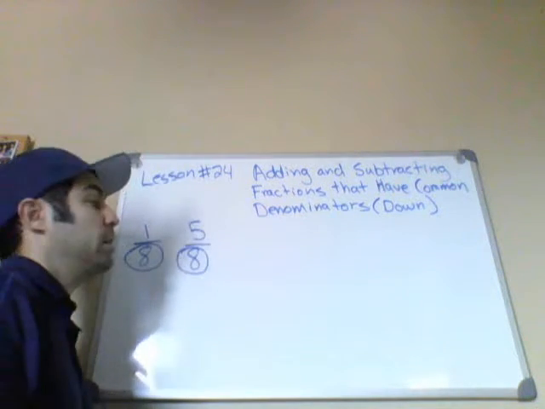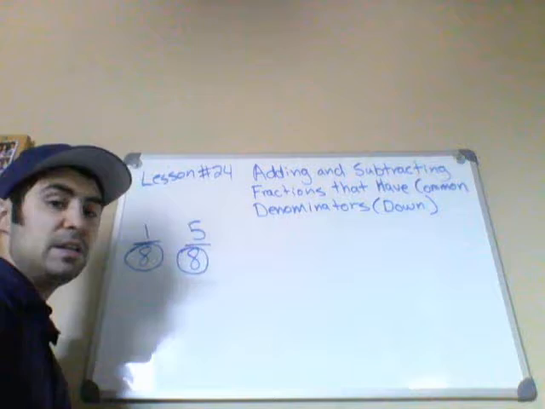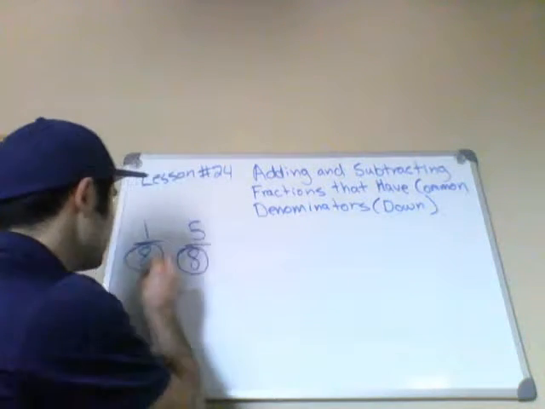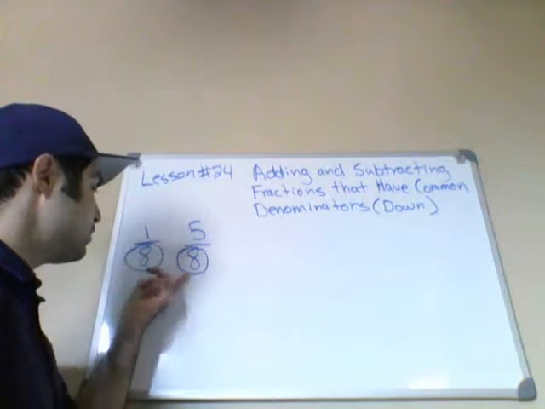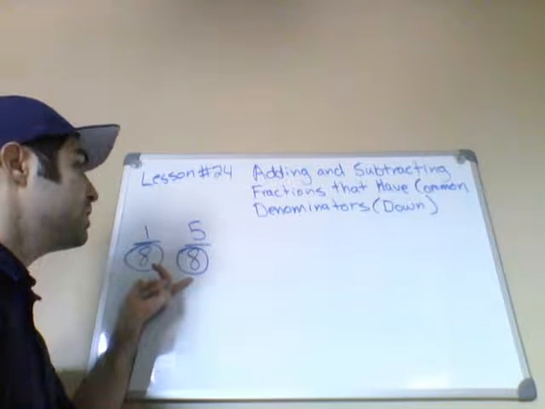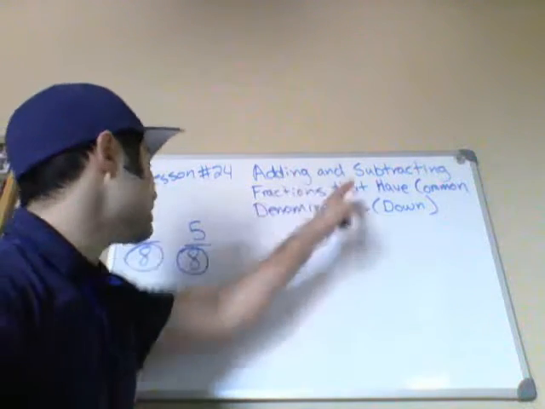So do these two fractions have a common denominator? Common means the same. So 8 and 8 is the same. So these two fractions have common denominators, meaning that you can add and subtract them.